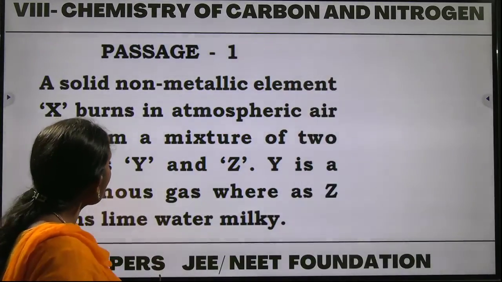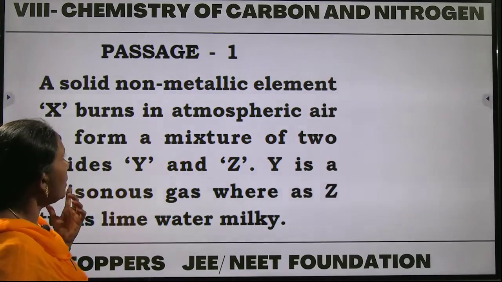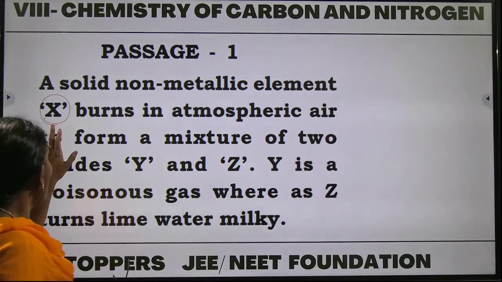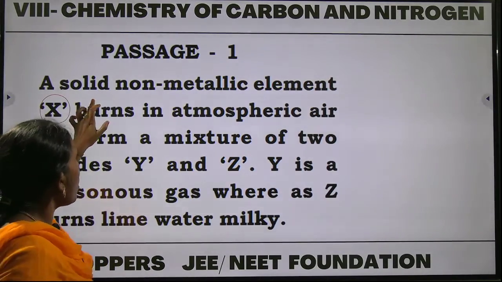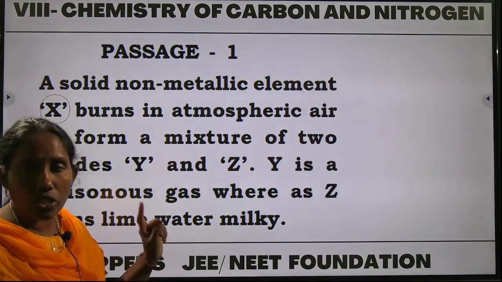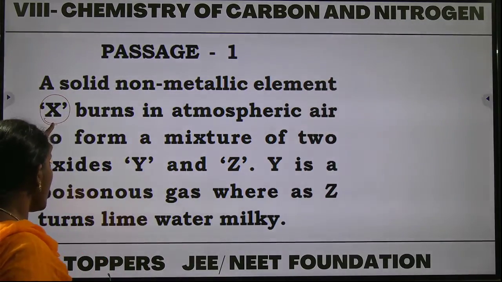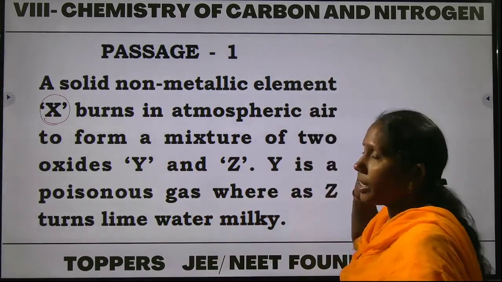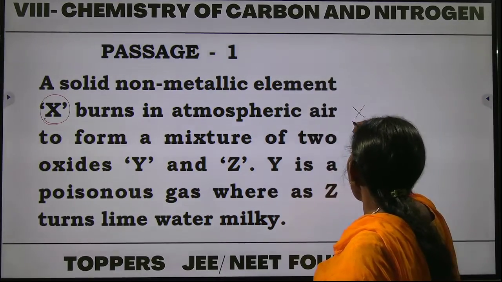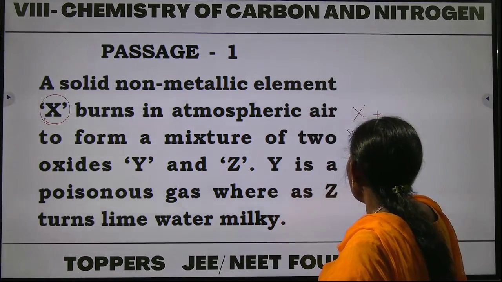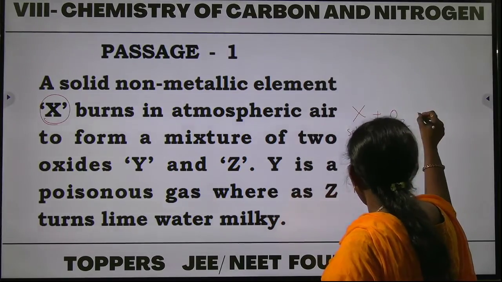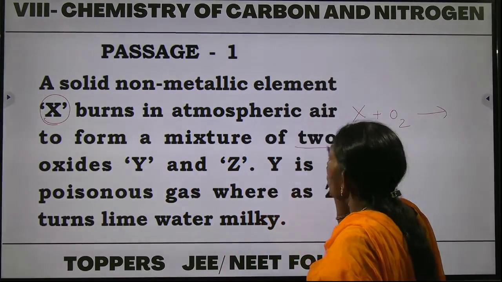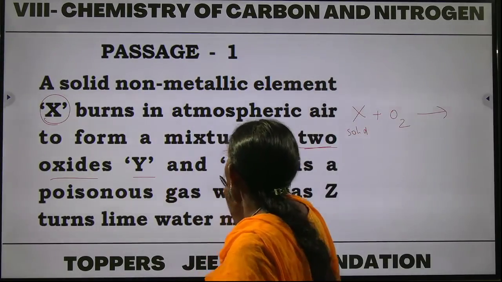See, the given passage: a solid non-metallic element X. They are giving information about X. This X is a solid and non-metallic element. One solid non-metallic element X burns in atmospheric air. So atmospheric air has oxygen. X burns in the atmospheric air to form a mixture of two oxides. Those are Y and Z.